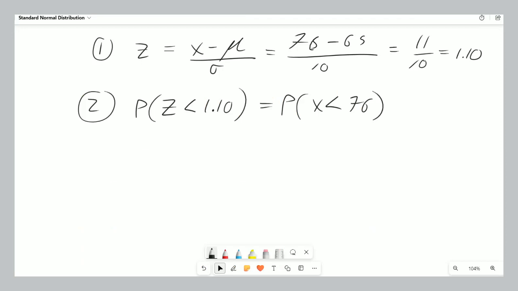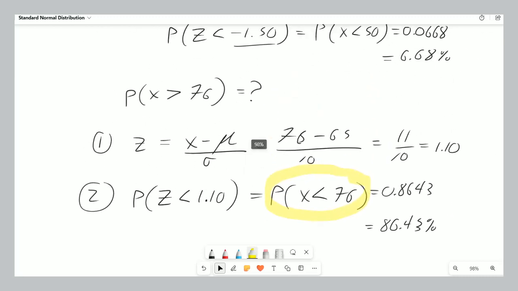0.8643. Or in percent form, 86.43%. But here's the problem. This is the probability of x being below 76.